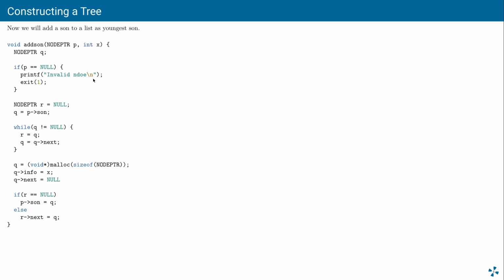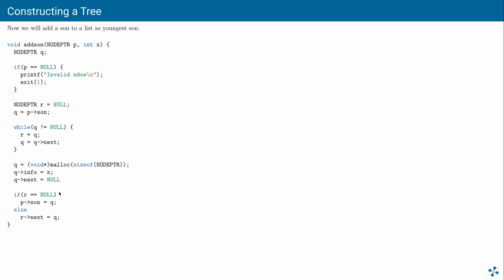The other operation is to add a son as youngest to the list. So this is like appending to the linked list. The logic is the same. We have a variable Q. If P is null, then we exit. We take another node pointer R and we assign P's son to Q. Now, while Q is not null, we iterate on the linked list so that R will contain the last element and Q will eventually be null because the last node's next will be null. We allocate an element for Q and make its next null.